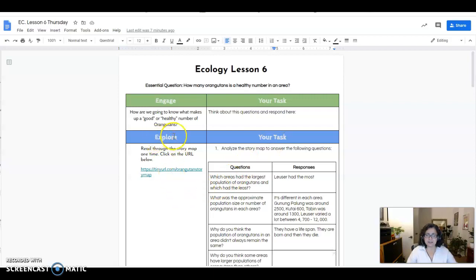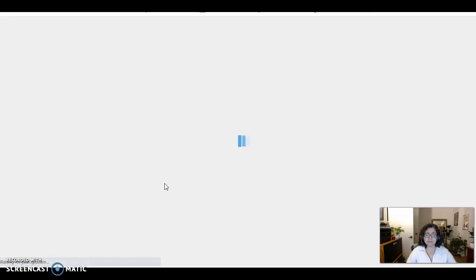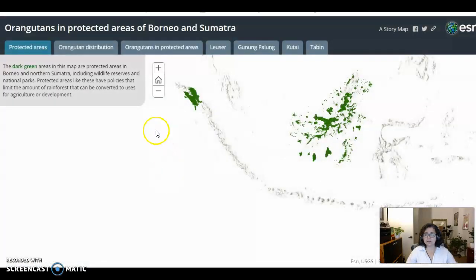The next section is the explore part, which is what you were supposed to do yesterday using this link. So we're going to click on this tiny URL and go to the story map. And I'm just going to quickly go over the story map. I think most of you have already gone through it.